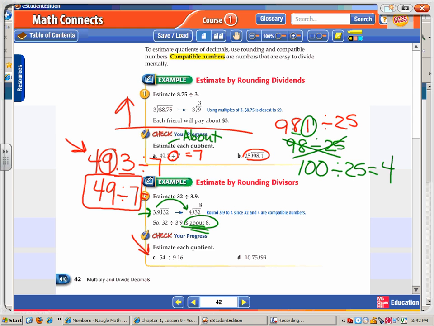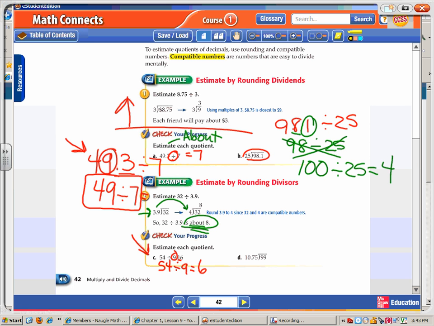So we have 54, and we're going to divide that by 9 and 1/600. I can do my rounding, and I can round 9. The 1 is telling me to rest, so 54 divided by 9. Next thing I want to check, is that compatible? Yes, it is compatible. I know that 54 divided by 9, one of my basic math facts, is 6. So it's about 6.